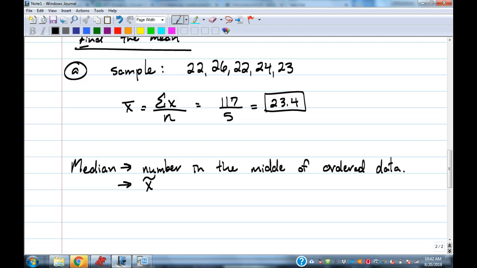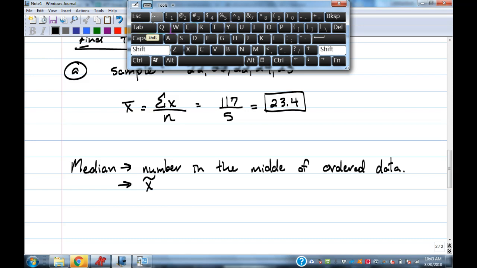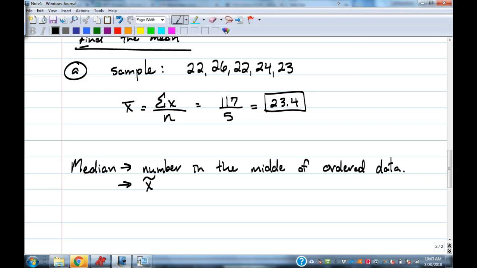median is going to just be that squiggle. On a QWERTY keyboard, it's the one right beside the escape key right there. That little squiggle that you hit shift, and then that button, and that's how you get tilde. But X tilde, that means the median. We'll just say the median. I don't ever say X tilde. I say, what's median? But that's the notation that your book uses for median. Okay? So median, measure of center.